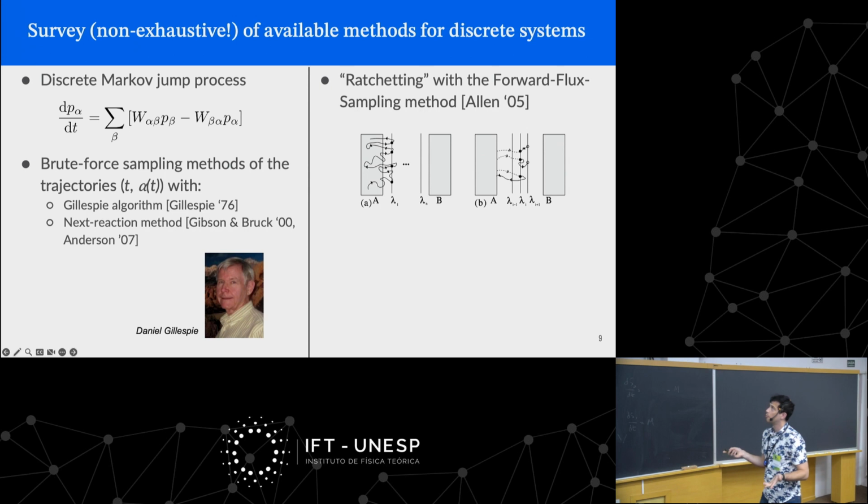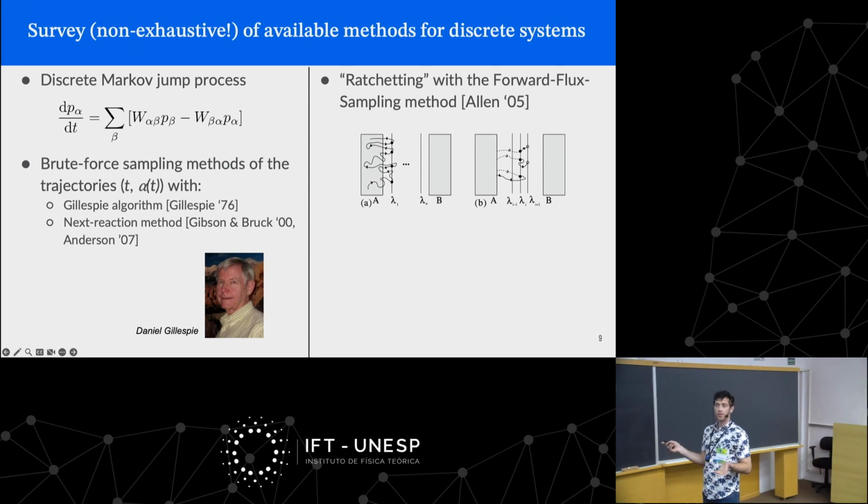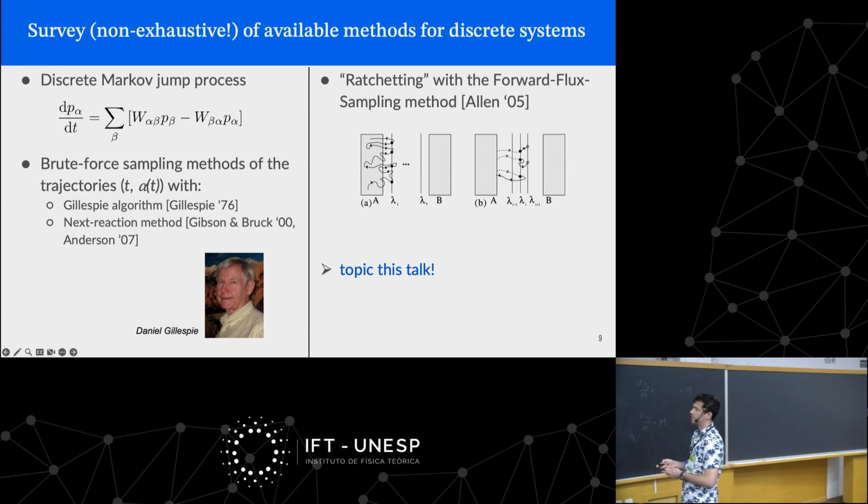Okay, but realistically, to my knowledge, that was mostly it. And so the rest is going to be the topic of this talk, and I'm going to focus on those stochastic Markov jump processes and how to have the equivalent of Langevin bridges.